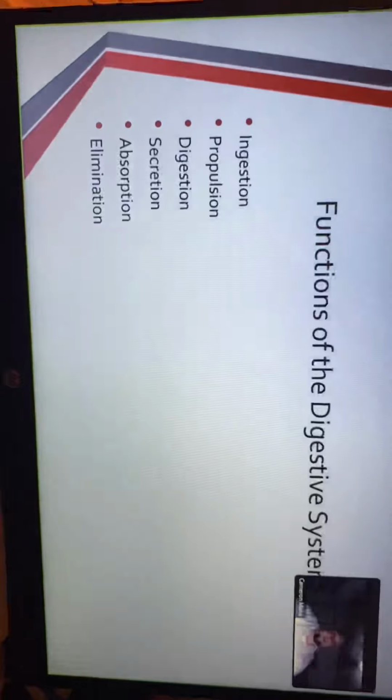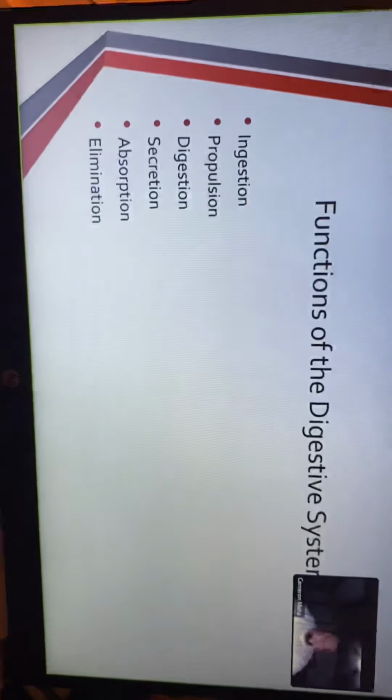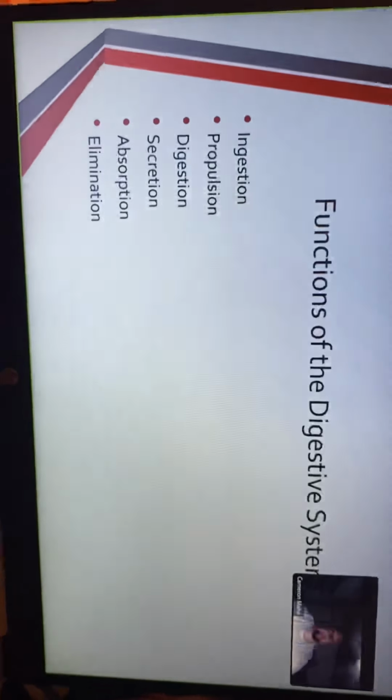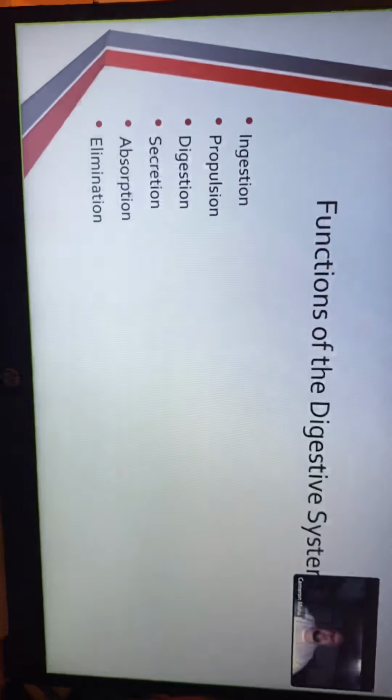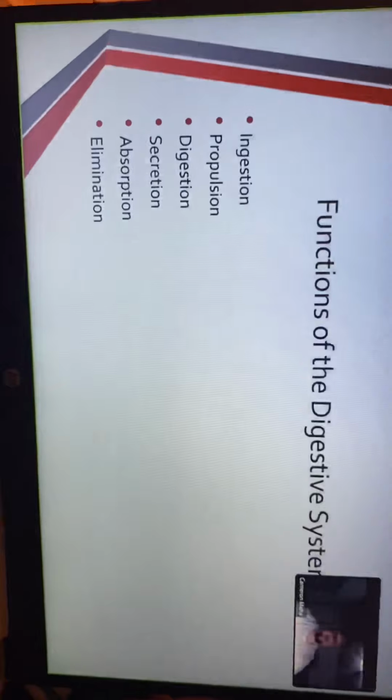The next function is elimination. And this simply means using the restroom. So a lot of times with the digestive system, we'll see it called as going to the bathroom as a number 2.